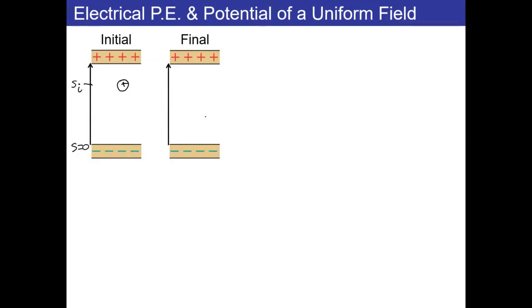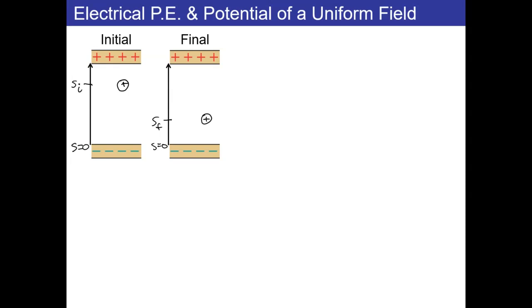In the final state, the particle will have moved down to a new position. Let's call it s sub f. Here's my particle here. Here again, s equals 0 at the negative plate. So what we'd like to do then is calculate the work that you need to do on that particle to move it from the initial position to the final position. That's our goal.